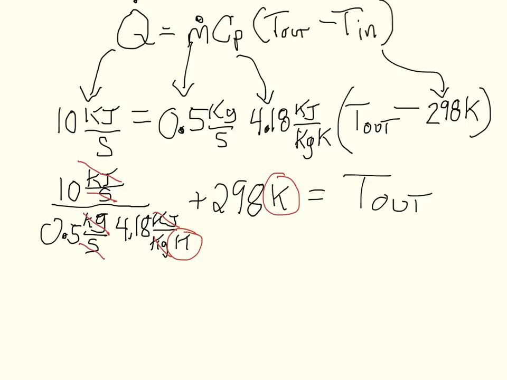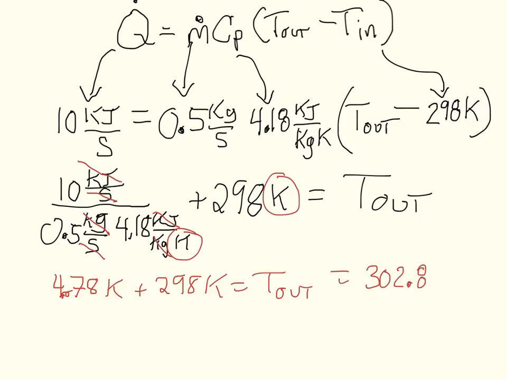So now all I have to do is grab my calculator and throw all these numbers in there, which I'll hit pause and do. All right, and what I get out of my calculator is this. Oh, it's in red still. That's okay. 4.78 K plus 298 K equals T out. So that is our temperature goes up by nearly 5 degrees, and we end up with a temperature of 302.8, I'm rounding, K. So it got a little bit warmer coming through our box. Boom. There we go. And that, my friends, is an energy balance.